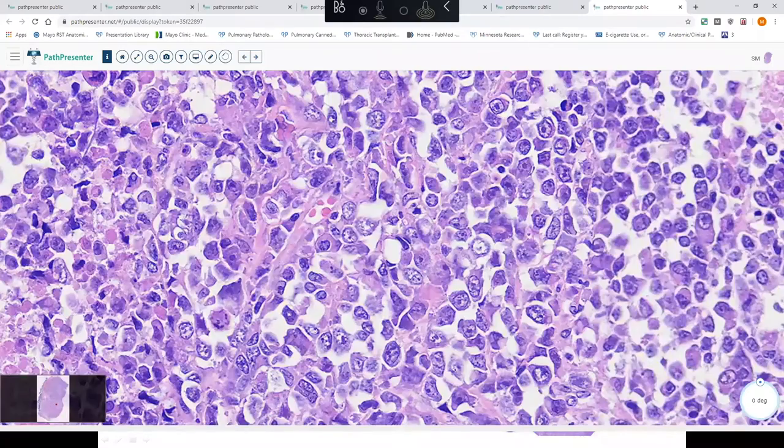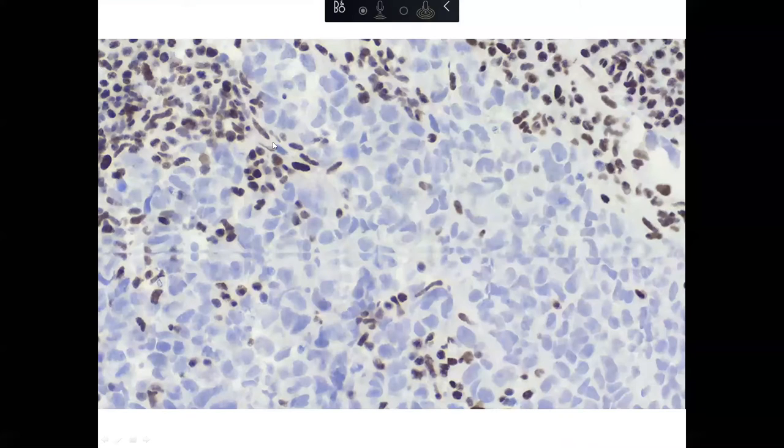But we did this additional stain here. And so you can see here in these lesional tumor cells, the stain is lost, but it's actually maintained in the surrounding lymphocytes. So we have loss of expression of this.